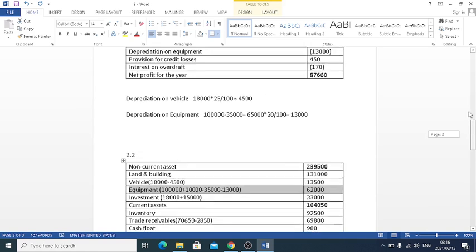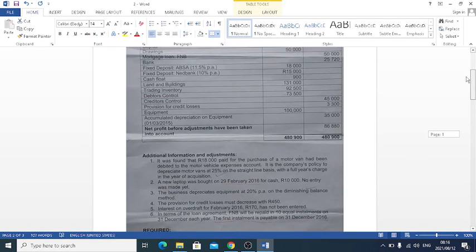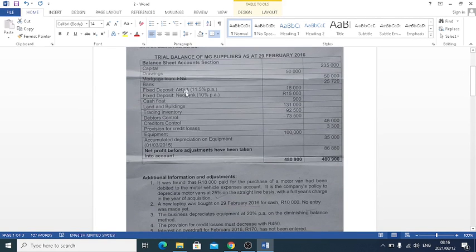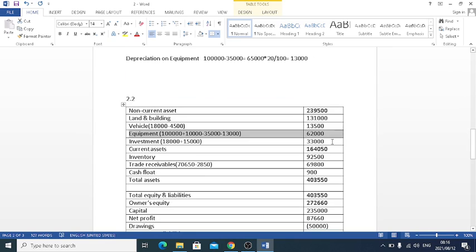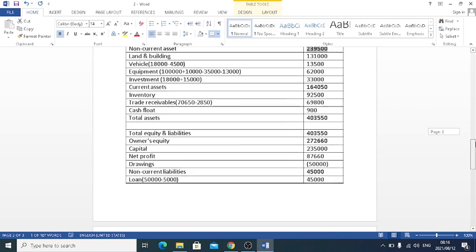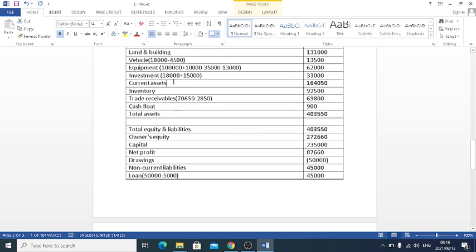Then investment, we have two investments here. We have fixed deposit, Absa Bank and Nedbank. So we're going to add the two. Investment, the two was added, and then these calculations together form 239,500. Then we go to our current assets.